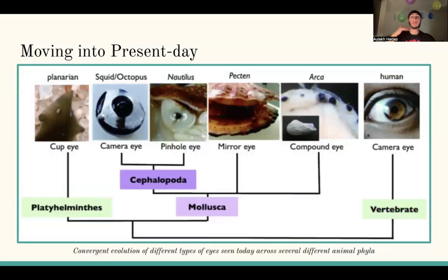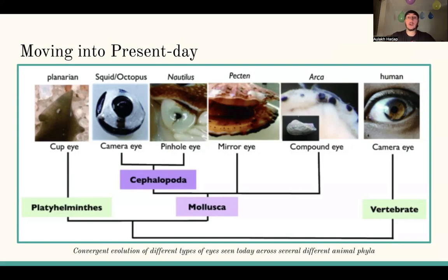So now moving on to the present day. I want to showcase this figure here that shows the current diversification seen in current day eye morphologies, with a specific focus on molluscan lineages, as molluscan taxa provide a wide variety of different types of eyes relative to other animal phyla. Some other phyla seen here are Platyhelminthes, which have their cup eyes, and the camera eyes seen in most vertebrate species. And as you can see here for the mollusks, you can see mirror eyes, compound eyes, and cephalopods have both camera eyes and pinhole eyes.